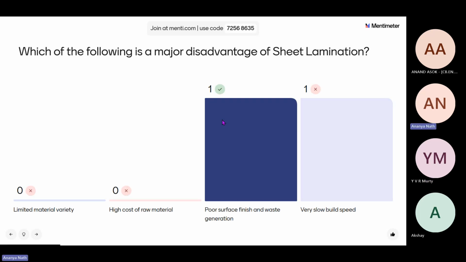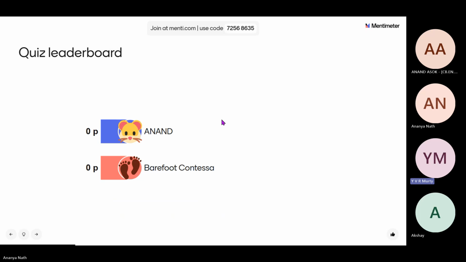Incorrect. Sheet lamination has poor surface finish. Waste generation is more because the whole paper sheet, a big sheet, is coming, and now you are just printing a small portion of it. So it's huge waste, and surface finish is also not good because you are using paper. The paper sheets can have some misalignment in joining and you'll get a very rough surface finish. Very slow build speed is not true because here actually the build speed is kind of fast compared to other processes. Surface finish and waste, yes.